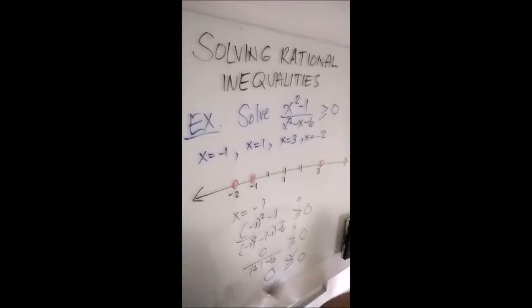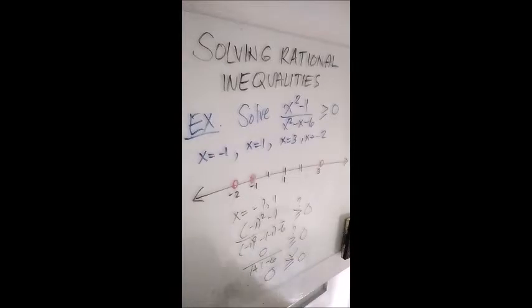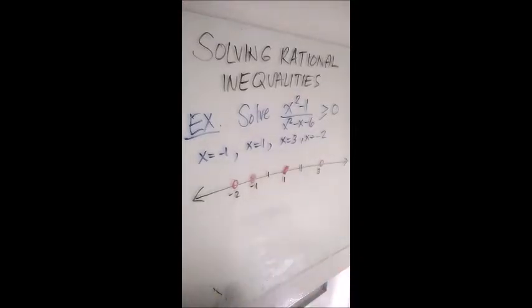Same as when this is positive 1, that would make the expression 0. So it means this is also included. Okay, now we'll make a table.